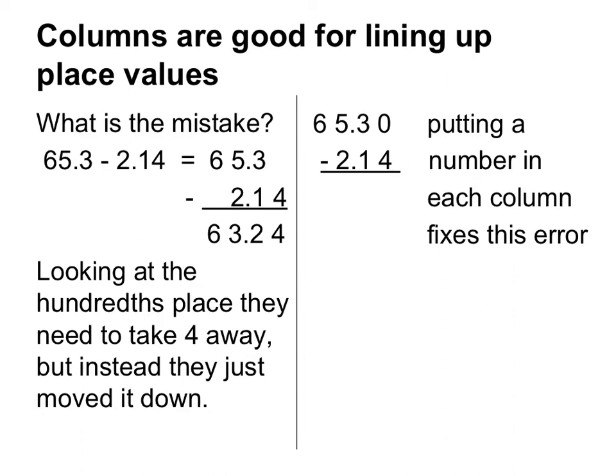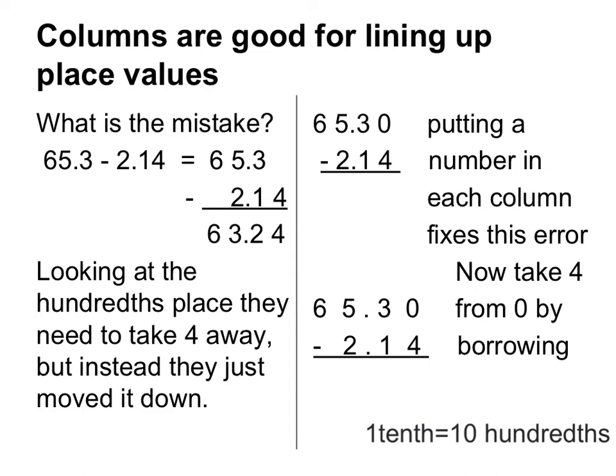Anytime you have a column that doesn't match the top and the bottom, fill in whatever number is supposed to be there. What number is supposed to go right here? Well, if there's nothing written there, it's a 0. So put the 0. Thinking of this as columns, it might be easier for us to see, oh, there's my 0. So now I have 0 hundredths, and now I need to take away 4 hundredths. In order to do that, I need to borrow. I don't have any hundredths in the 65 and 30 hundredths, so I need to borrow.